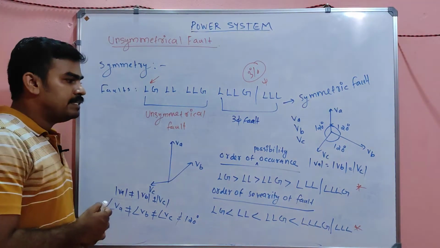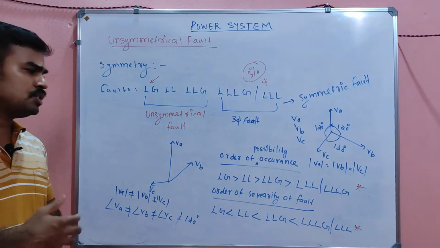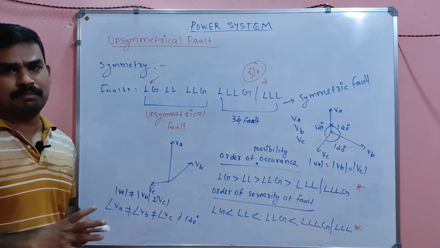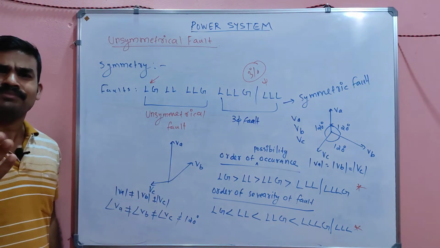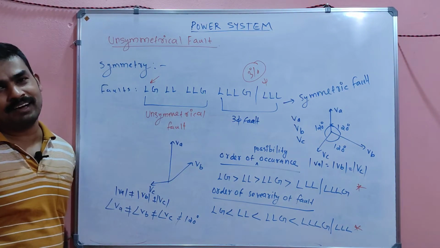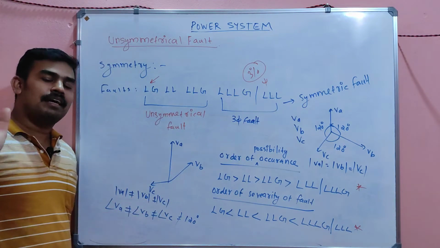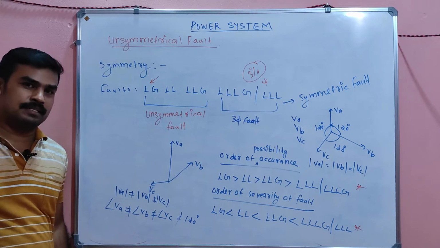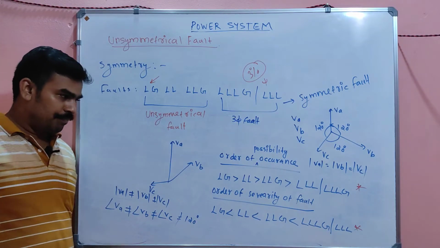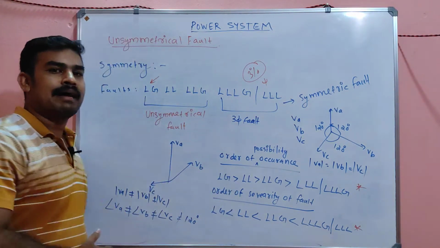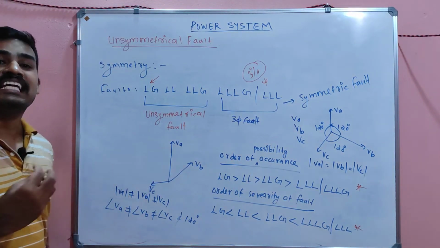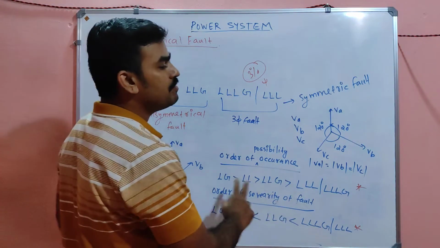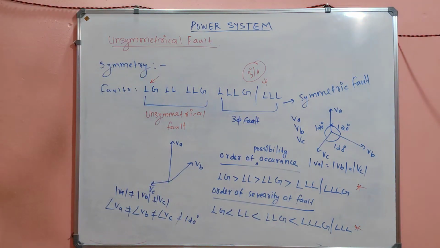That means what is the order of possibility of occurrence? Most possible, I mean, the fault we frequently see, is the line to ground fault. You might have also noticed the same thing: one line falls to ground. We commonly see that type of fault in and around us, right? So this LG fault has the maximum possibility of occurring, and this LG fault is the least severe fault. So you should definitely take care of these two differences. Is it clear, my dears?